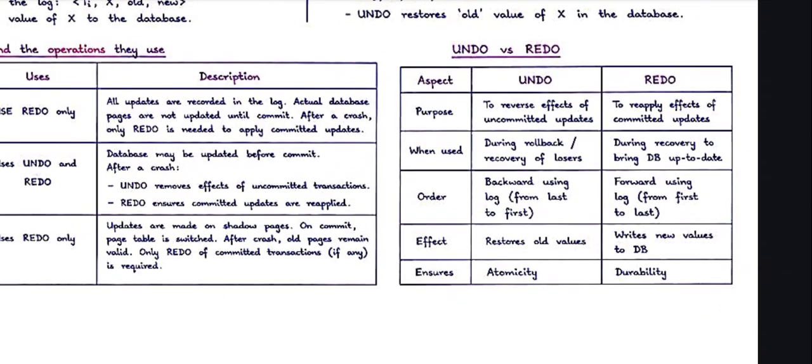Order: undo goes backward using the log from last to first. Redo goes forward through the log from first to last. Effect: undo restores old values, redo writes new values to the database. Together they ensure atomicity and durability.